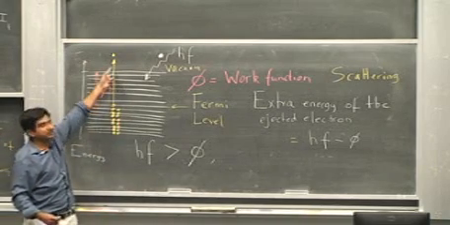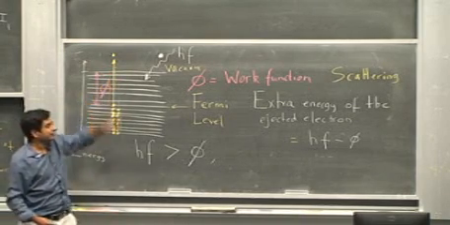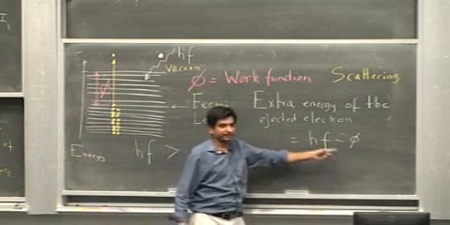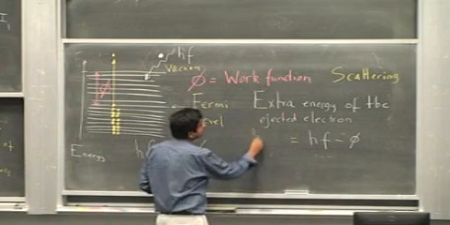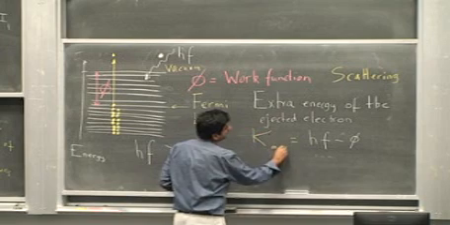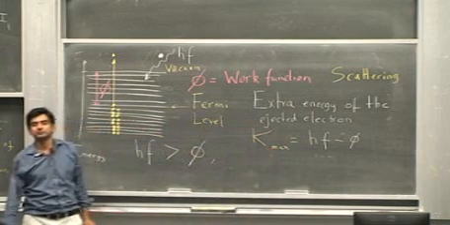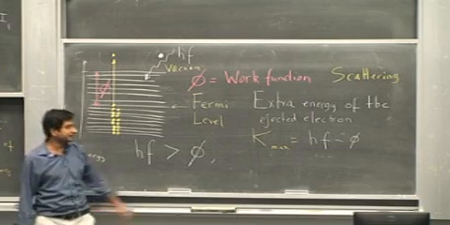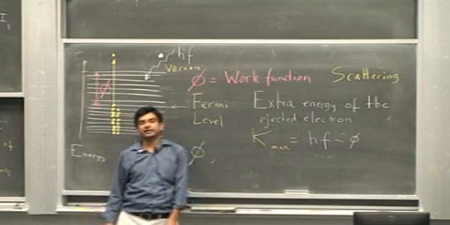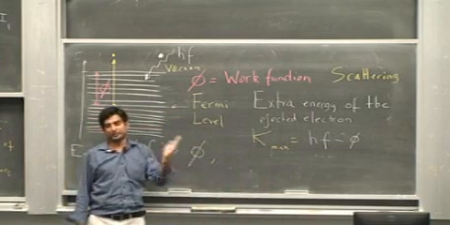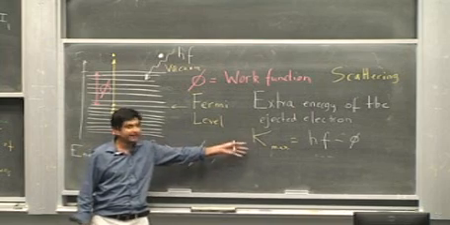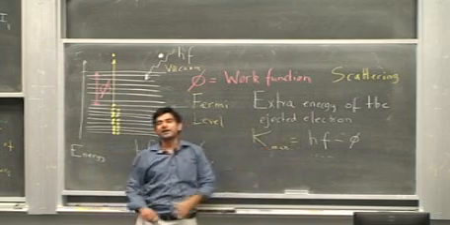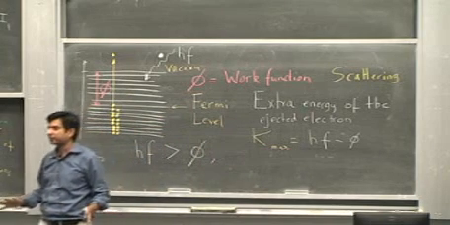Only the most energetic electrons will be ejected. So if I take this difference, this will be equal to the maximum kinetic energy of the electrons. So this is not just the kinetic energy, this is the maximum kinetic energy of the electrons, because this electron which satisfies this equation has not undergone any scattering process.